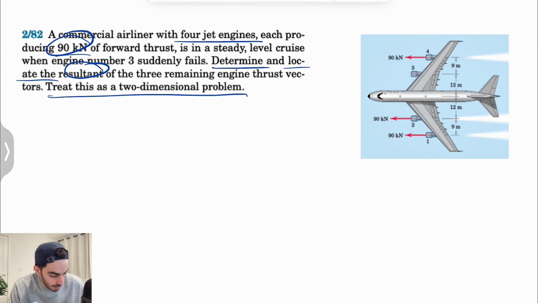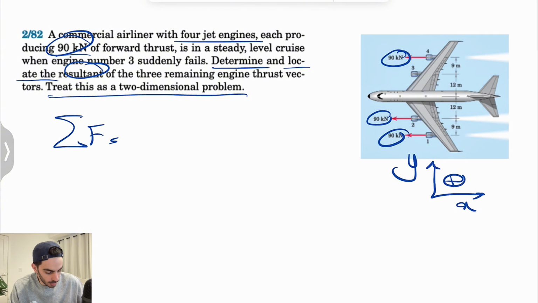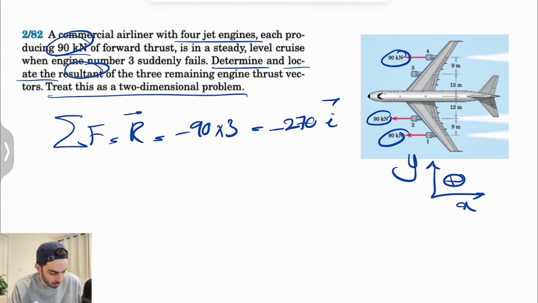So we can see that we have 3 forces in here, and for finding the resultant, it's pretty easy. We just have to find the sum of all forces in here. Let's show our x and y. If you look at it, all the forces are horizontal and they are going along the negative x-axis. So I'm just going to put negative 90, multiplied by 3, so negative 270. The unit is kilonewtons.